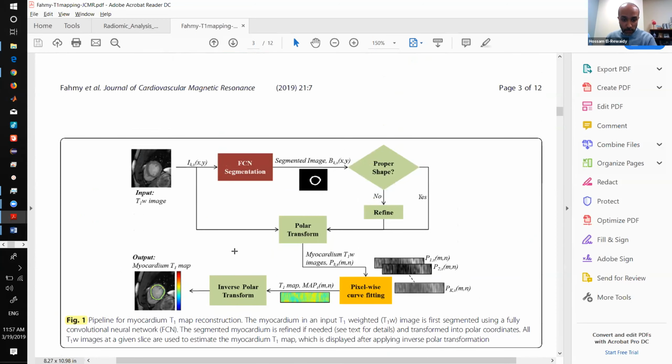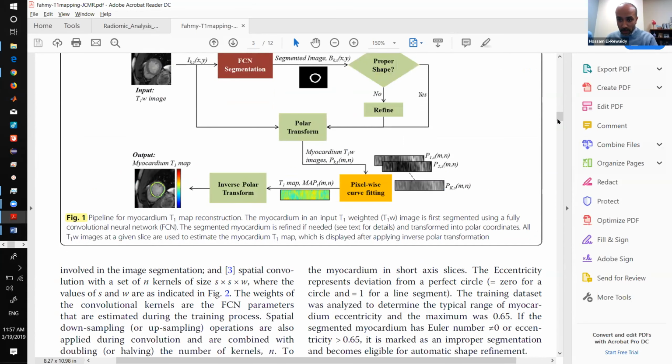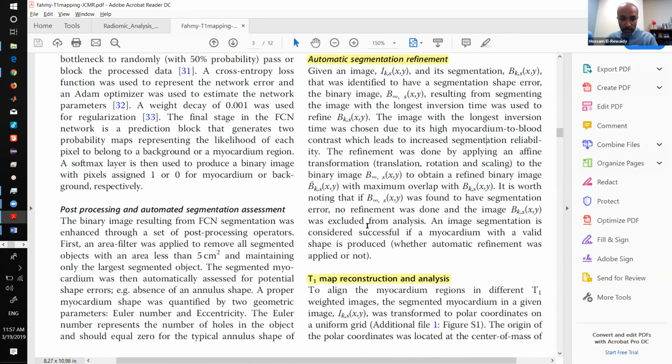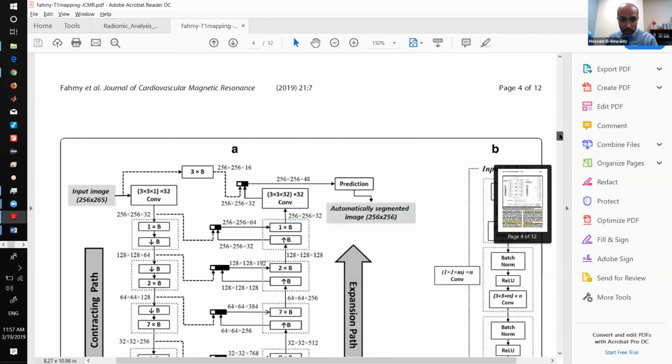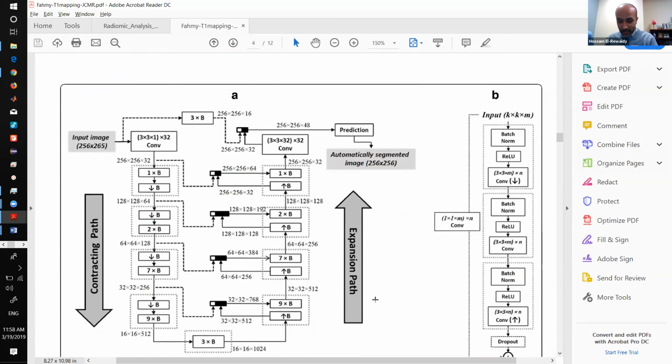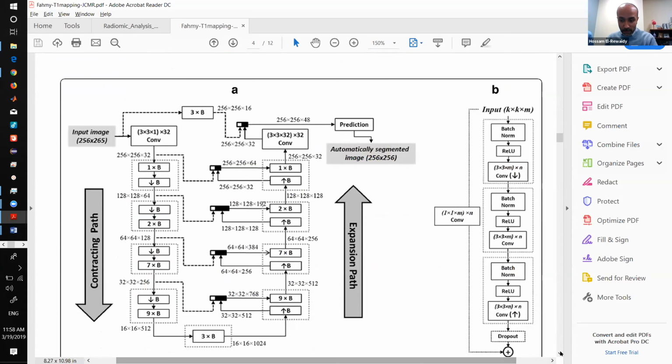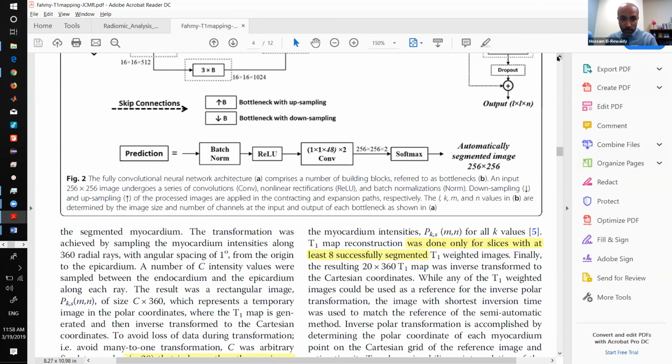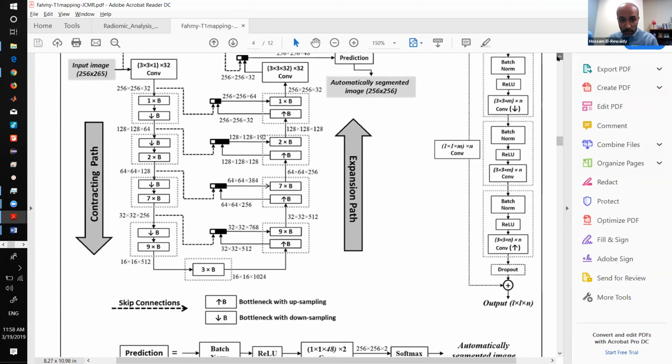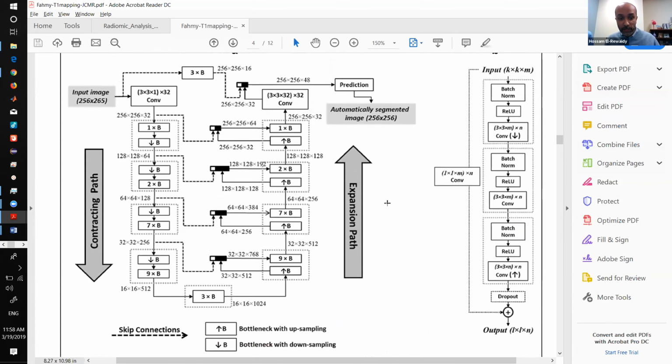Yeah, these are details of each block in the pipeline. And this is the neural network that we use. It's based on the famous, commonly used UNet architecture, where the input image is input to the network with a full size, and the output is a full size segmented image. Of course, we do resampling of the image to be 256 by 256, just normalization of the input size.